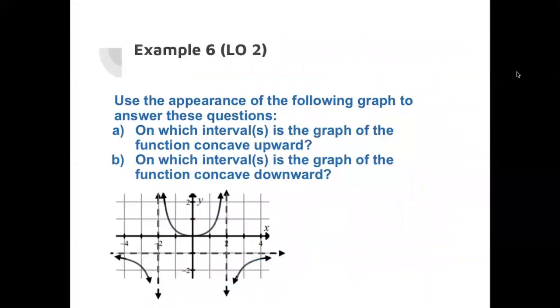Same question for this one. This has a shape of concave up, so the answer for concave up will be (-2, 2). What about concave down? These two both have shapes of concave downward. So the answer for concave down would be negative infinity to negative 2, and 2 to positive infinity. Yeah, that would be the right answer.